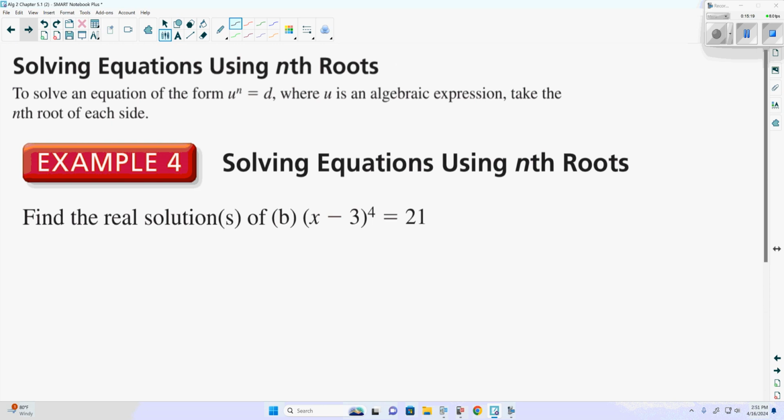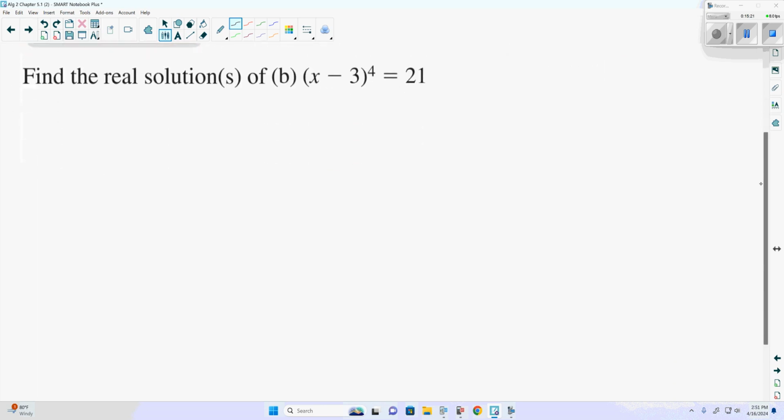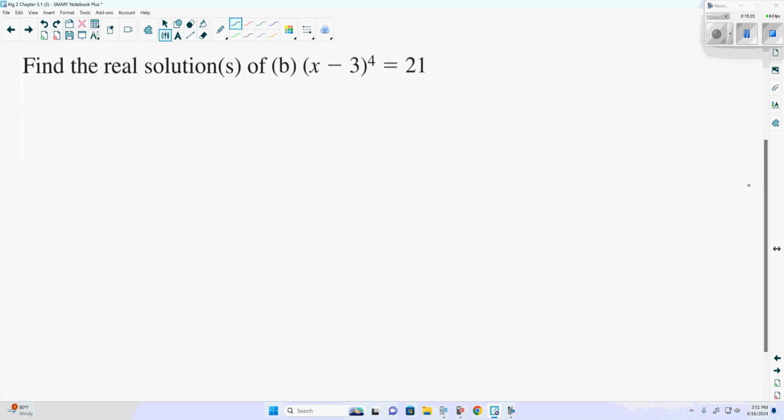Let's look at the next one. So we have x minus 3 to the fourth is equal to 21. So this looks different than the previous one, yes? Okay, what was our first step? First step was get the term to the power by itself, yes? What's our term, in this case, to the power? x minus 3. The whole thing is to the power, yes? We need to get it by itself. Well, it's already by itself, isn't it?